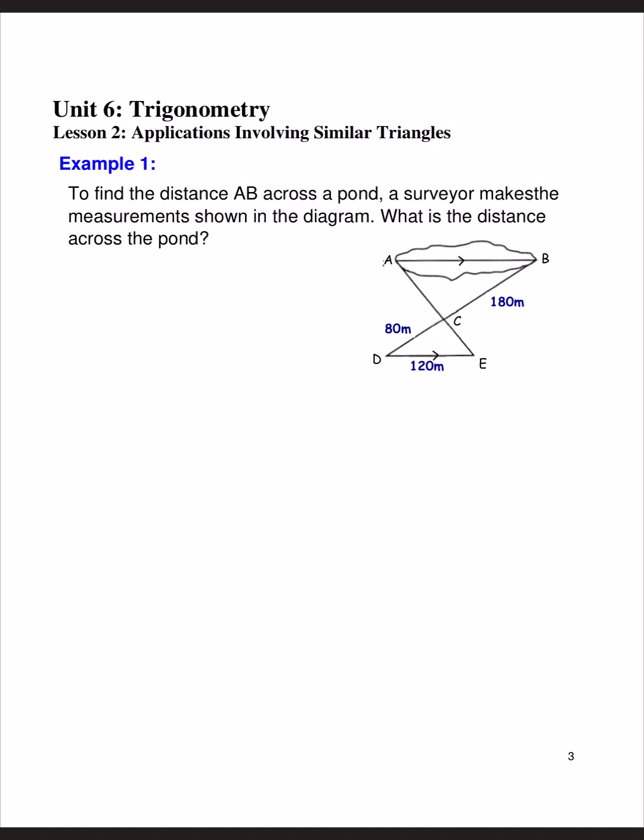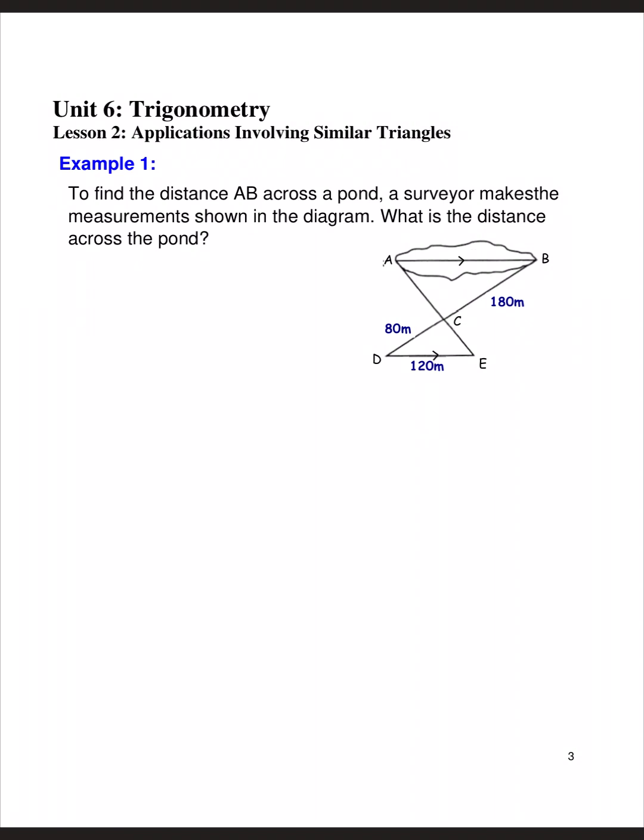Hello everyone, today we're looking at Unit 6, Lesson 2, Applications Involving Similar Triangles. So we're basically going to continue our discussion on similar triangles, looking at word problems as they relate to similar triangles. Our first example: to find the distance AB across a pond, a surveyor makes the measurements shown in the diagram. What is the distance across the pond?